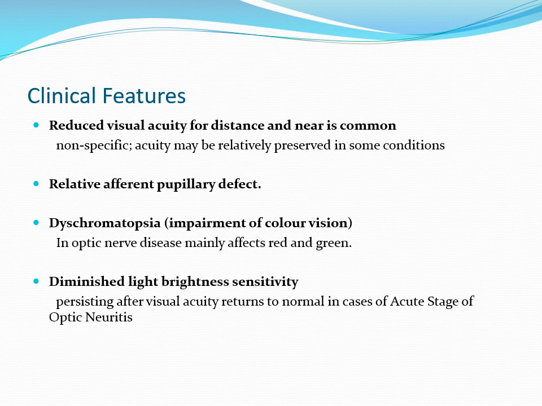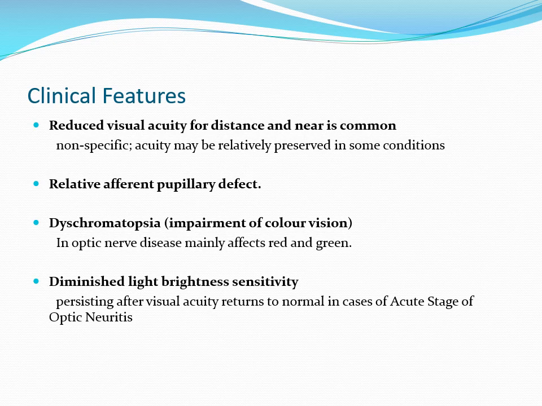Then another important clinical feature of optic nerve disease is dyschromatopsia or impairment of color vision. Optic nerve diseases mainly affect the red and green component of the color vision. So patients with optic nerve diseases in the early period also present with red and green color vision defects, whereas retinal lesions present with blue yellow type of color defect.